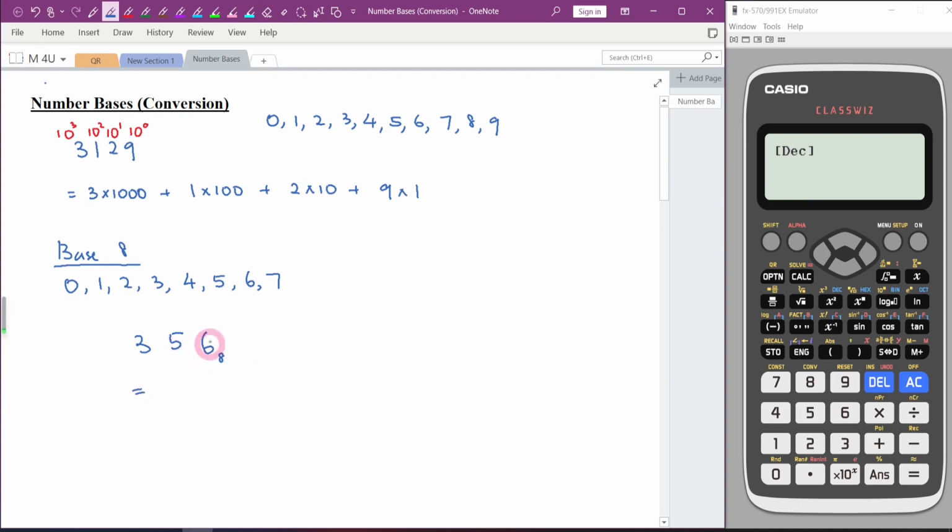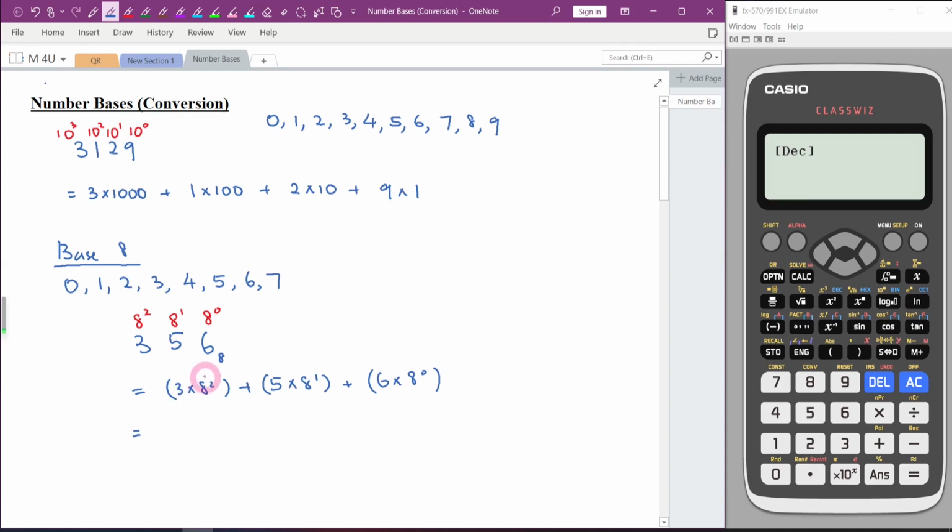So how do we convert it to decimal? It should be no problem. Since this is base 8, the place value will be 8 power 0. Always remember to start with power 0, then 8 power 1, 8 power 2. So this is equal to 3 times 8 power 2, which is 3 times 64, plus 5 times 8 power 1, plus 6 times 8 power 0. As I told you just now, you need to be more careful with the last one. 8 power 0 is equal to 1, not 0.